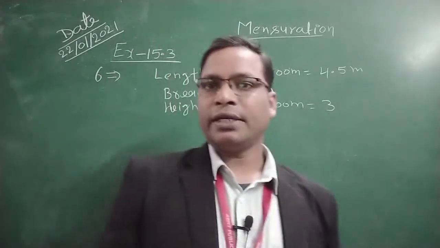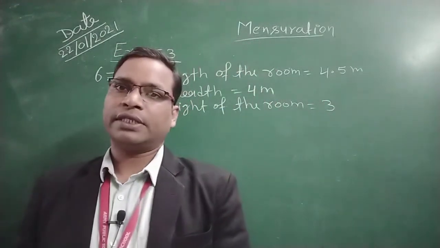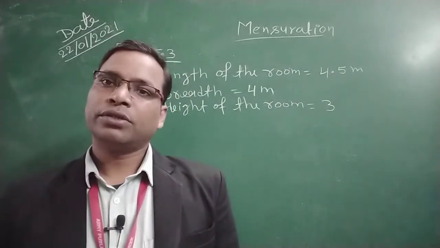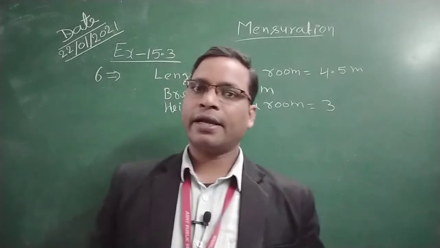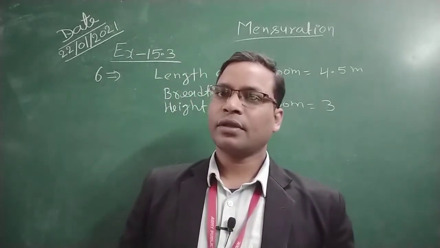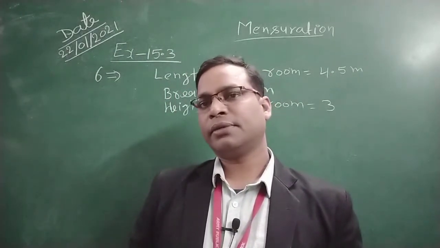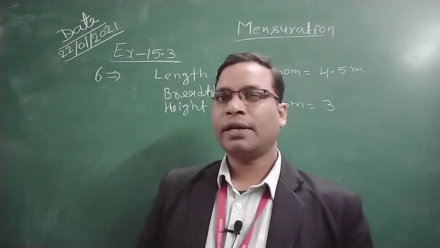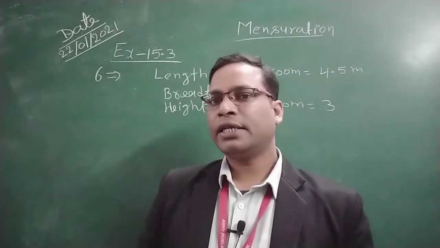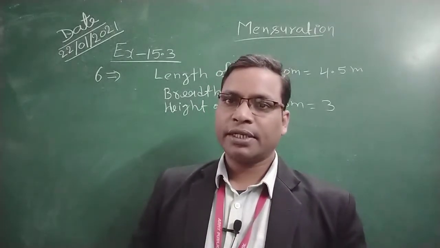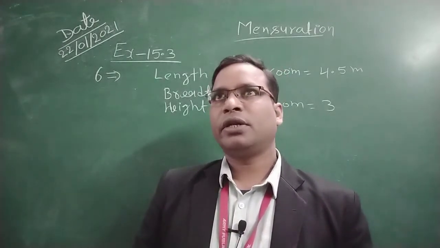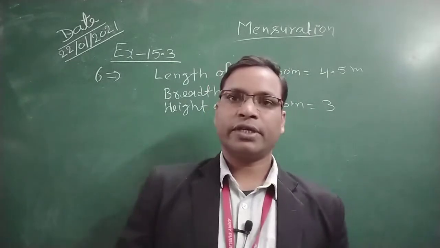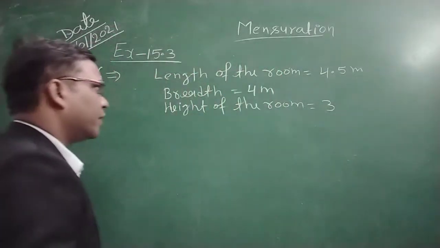So you need to find the whitewashing of the 4 walls and roof. The area of the floor and the area of the roof are both the same. First we find the area of 4 walls, and after this we find the area of the roof. If you add them, then we find the total area for whitewashing.